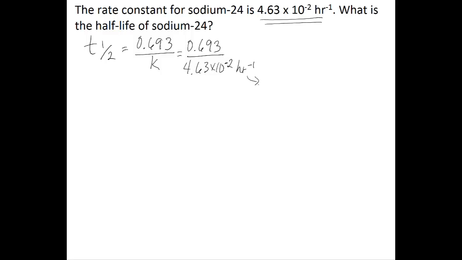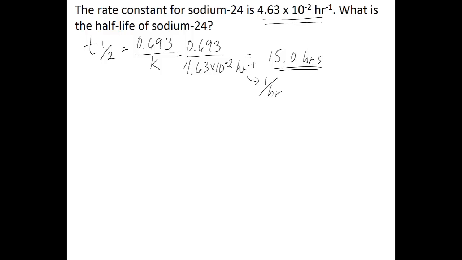So per hour basically means 1 over hour. And when you do the math there, you'll get, rounded to the correct number of sig figs, 15.0 hours. So that's your half-life. So what can you do with that? Well, the half-life is defined as the amount of time for a quantity of something, in this case the isotope, to fall to 1/2 of its value.